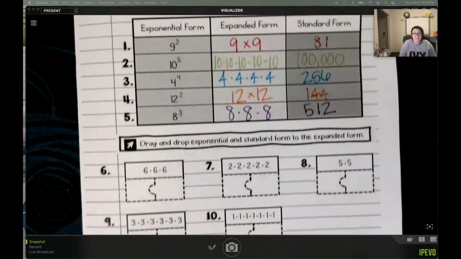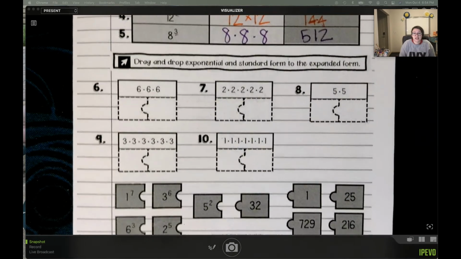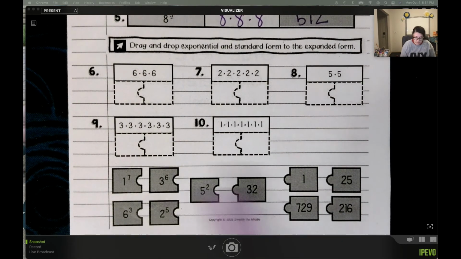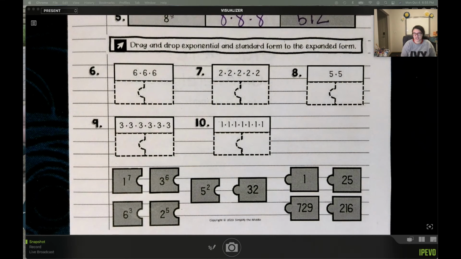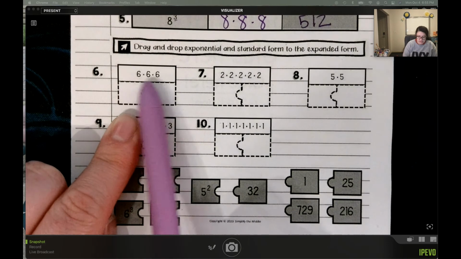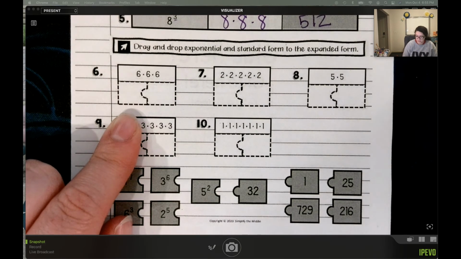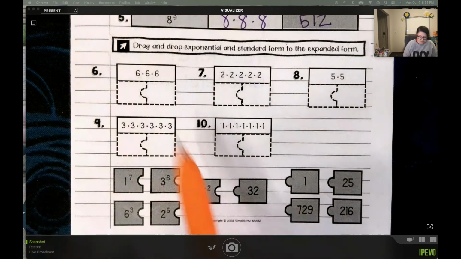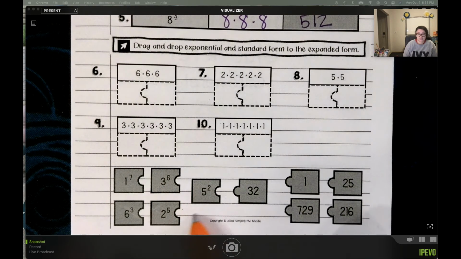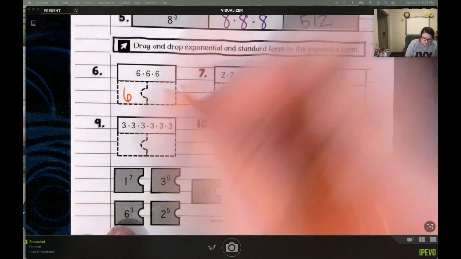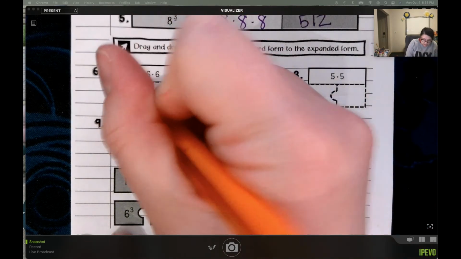All right. This last one, this one's nice. It at least gives you your exponential form and your answer, so you have a little bit easier chance to get things right. Do process of elimination. Let's do one together. Let's do 6 times 6 times 6 together, and then I'll have you try the rest on your own. 6 times 6 times 6. What would that look like in exponential form? 6 cubed, because I'm multiplying the number 6 3 times.